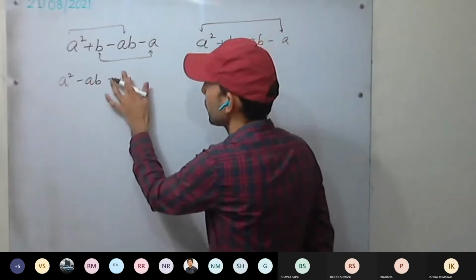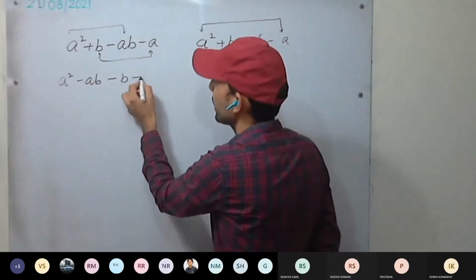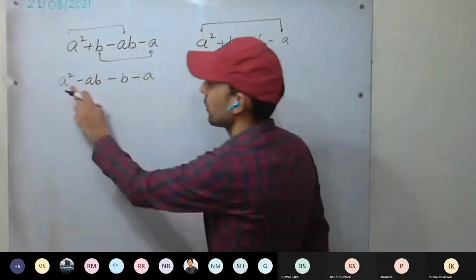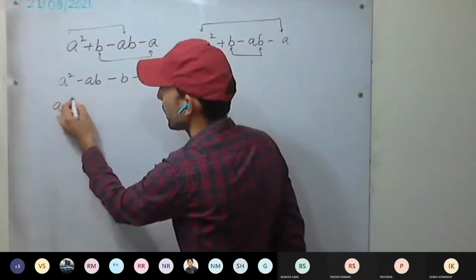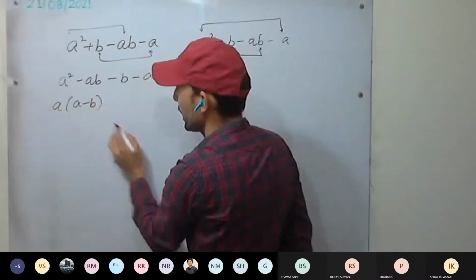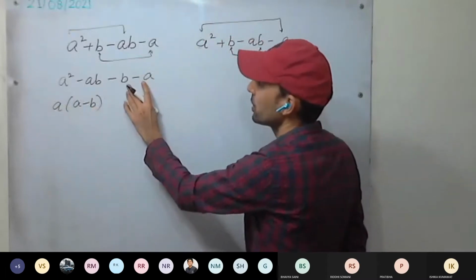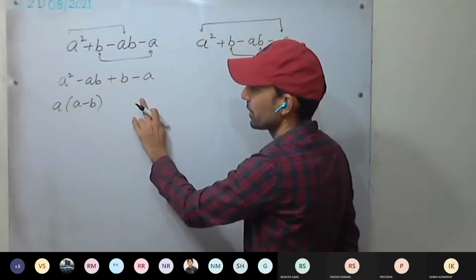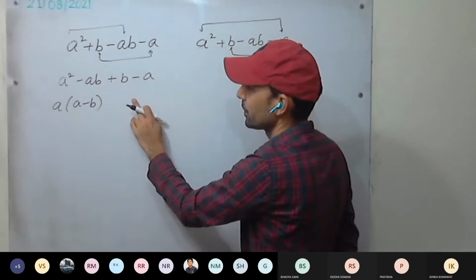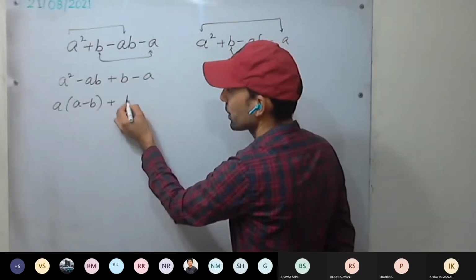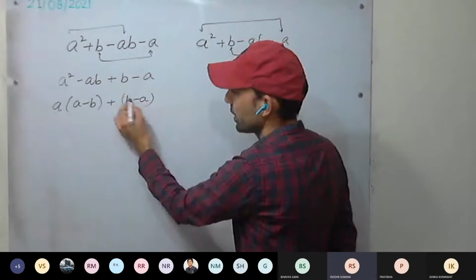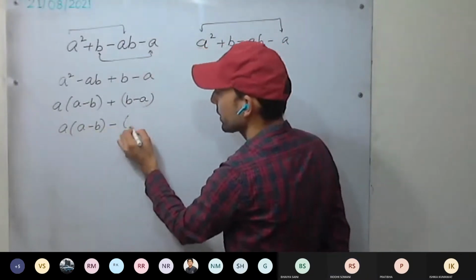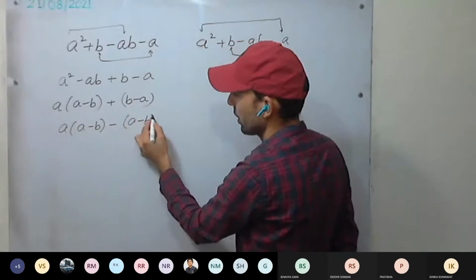Let's do that one. Plus b minus a. We have rewritten it. We have rearranged the terms. What is common? A is common. A minus b. Now, plus b minus a here, can we get a minus b here as well? Taking minus 1 common, a minus b minus a minus b.